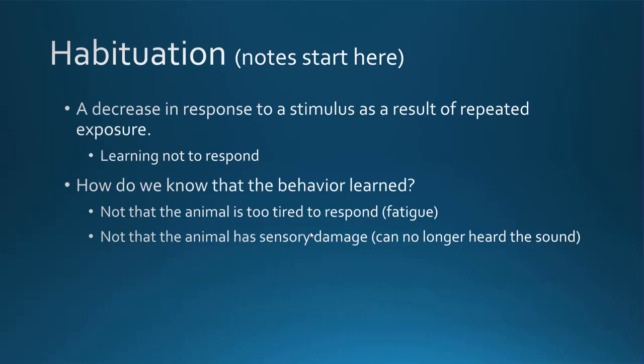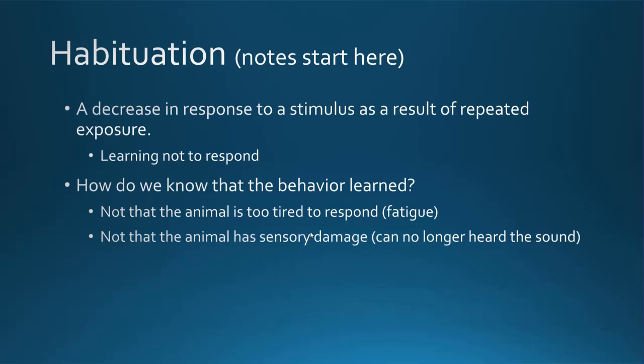Well, if you change something about the context, the response will come back. So like with the rat in the operant box, if all of a sudden we added a light that came on at the same time as the sound was played, the animal would then flinch again. The response would return. And that's evidence that it is learning. It's learned to habituate, not that it's too tired or not that there's sensory damage, right? The other thing you could do to change the context is put it in a different box. It would have to be visually distinct, but put it into a different box and all of a sudden the animal would respond again, showing that it's learned to that particular situation, right?